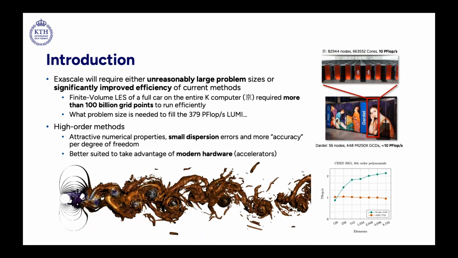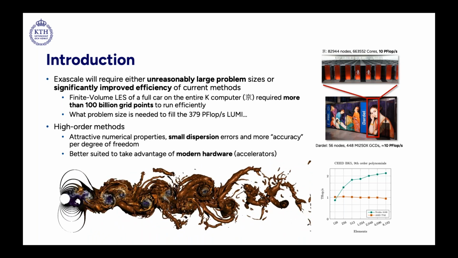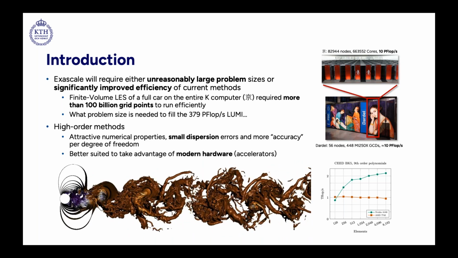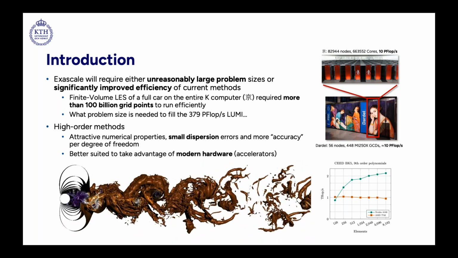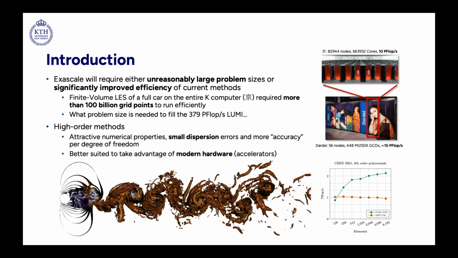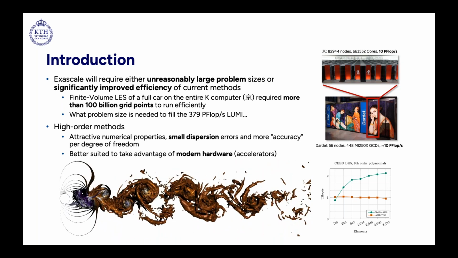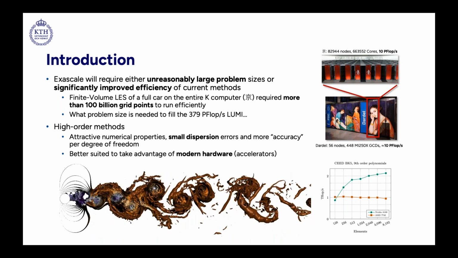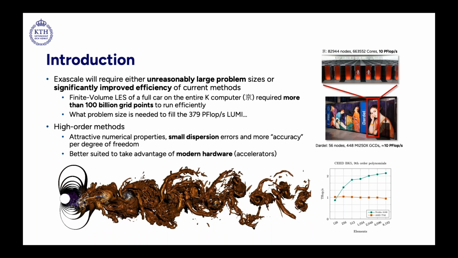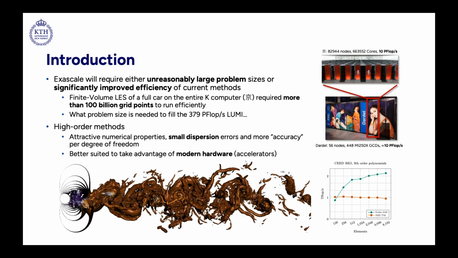We cannot just artificially inflate our problem size to fit the machines. We need to do some work on the numerics and algorithms. And the solution here has been known even for CPU codes for a long time. High order methods are the way to go forward. They give a lot of nice numerical properties, but also they are much better suited for modern hardware, which in the current day and age means accelerators.